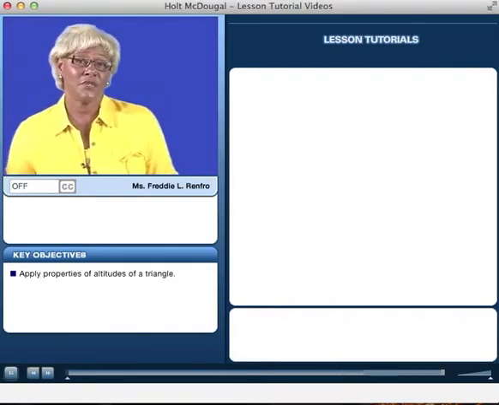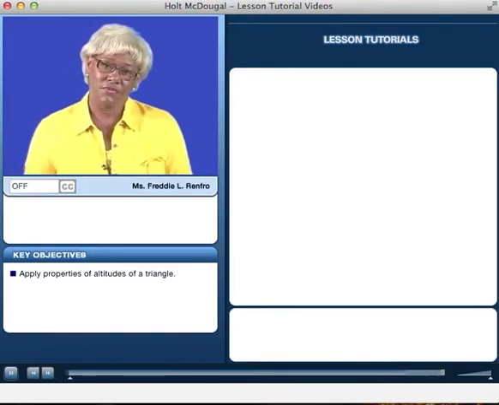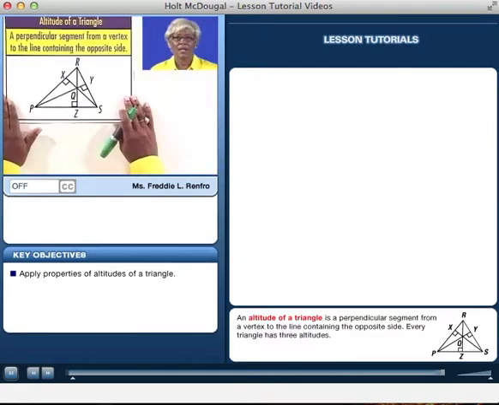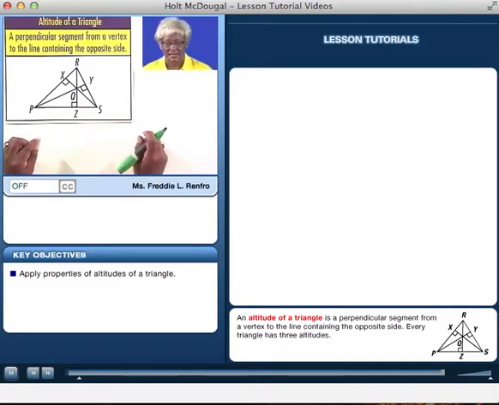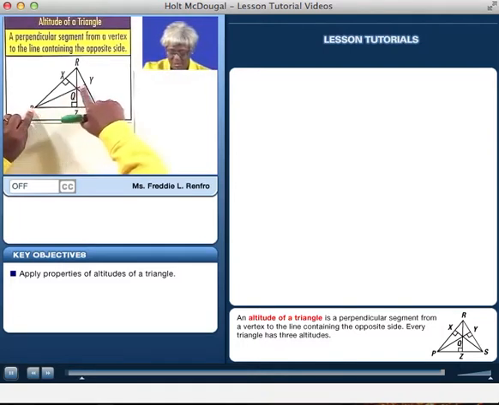Let's take a look at another special feature of a triangle, the altitude of a triangle. The altitude of a triangle is a perpendicular segment from a vertex to the line containing the opposite side. From a vertex to the line containing the opposite side.